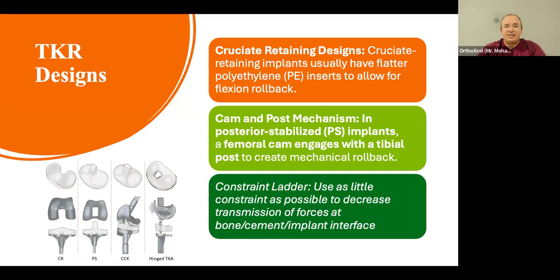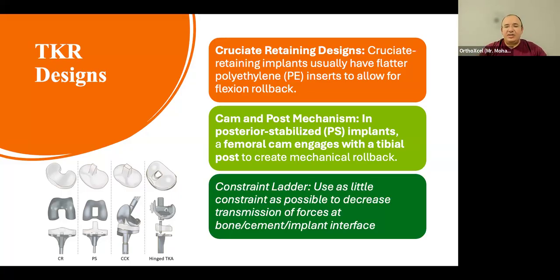The total knee designs being used nowadays, the commonest are unconstrained, semi-constrained, or constrained. And constrained refers to how much inherent stability the implant has. The more constrained, the more inherent stability of the implant, and we use that when the knee itself is not stable.